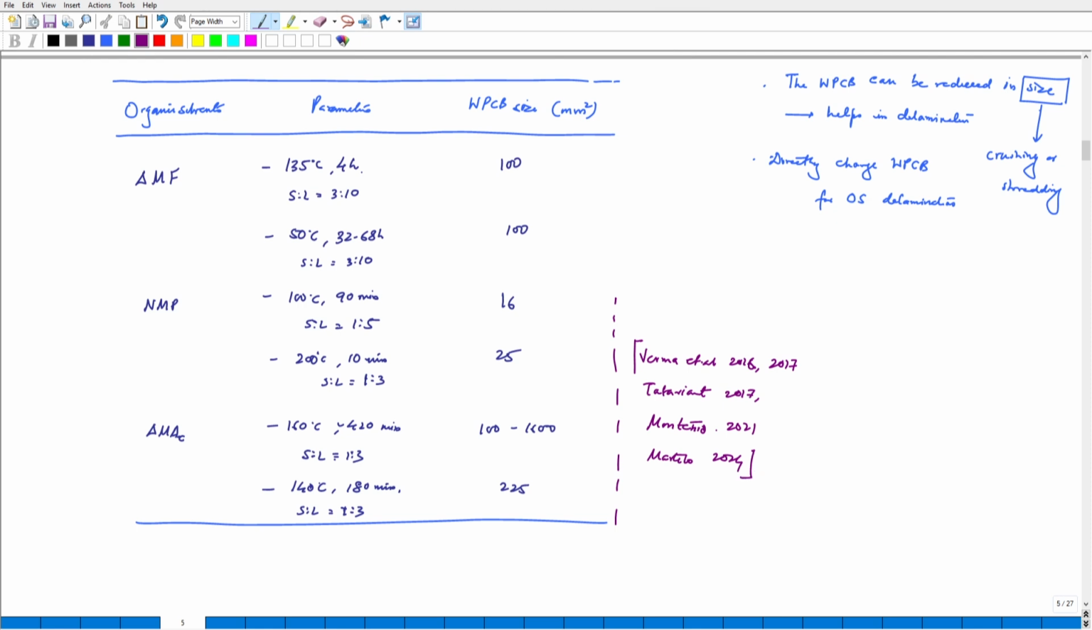So these are some of the references that have been used to collect this data. We see that DMF, DMA, NMP, DMSO are some of the organic solvents that have been extensively used for delamination, and we know that this makes the delamination a lot more easier. So these chemicals and these parameters have been used.